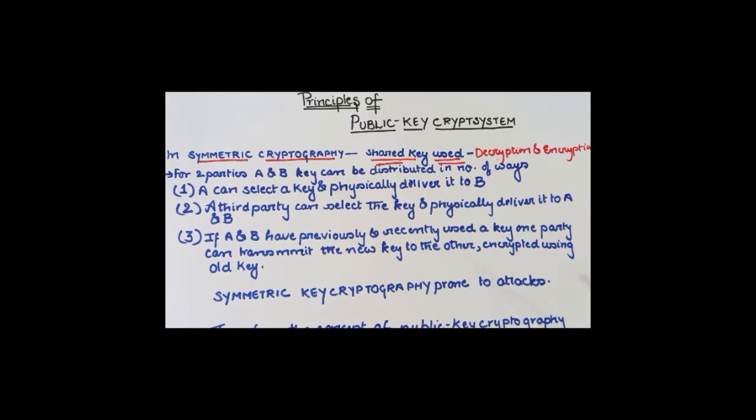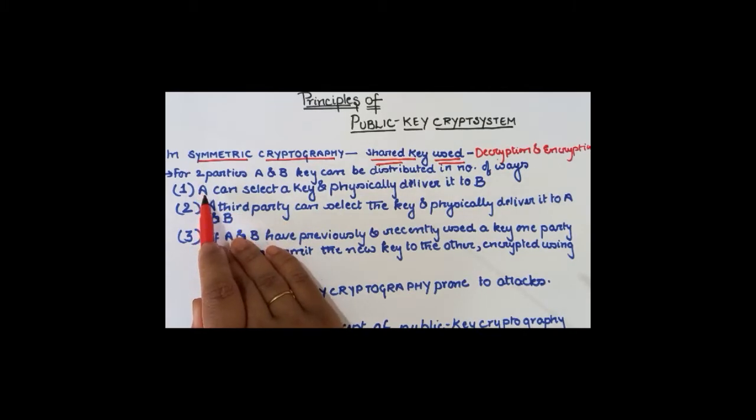So let's see the first method that we're going to discuss for the shared secret key between A and B. One method is that A can select a key, the sender can decide upon a key and physically deliver it to B. Maybe I want to communicate with you various times, but before starting my communication, I decide that I will first go to you physically and tell you that this is going to be the shared secret key for the future communication. That can be one method of distributing the shared secret key.